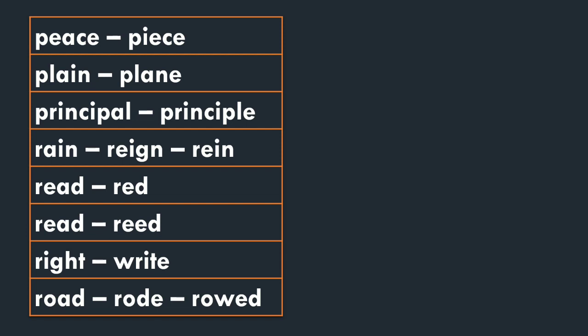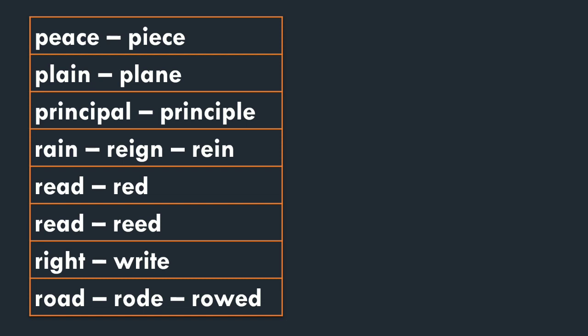Next is READ and RED. READ here comes as a past form of read, pronunciation is red, and RED is a color. READ is the base form of the verb read, and REED is the plant that is grown in or near the water, a tall plant. Next is write, RIGHT, and WRITE. RIGHT means correct, appropriate, and WRITE means to write on paper or on something.